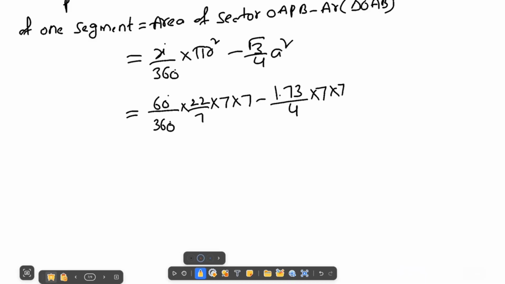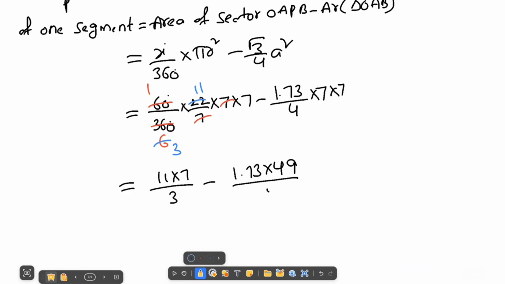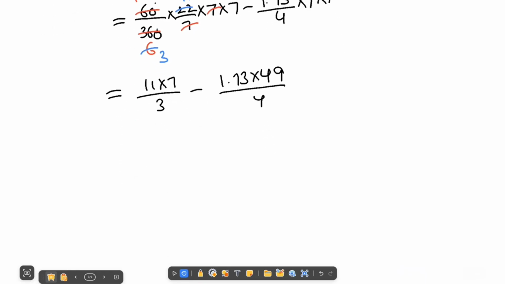So now cancellations are possible. 6 ones are 6, 6 sixes are 36, 7 7 cancel. Now again in the 2 table, 2 threes are 6, 2 elevens are 22. So what do we get here? 11 into 7 by 3. Next here, 1.73 into 7 sevens are 49 by 4. So it is equal to 77 by 3 minus 1.73 into 49.